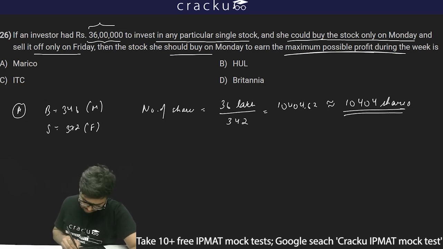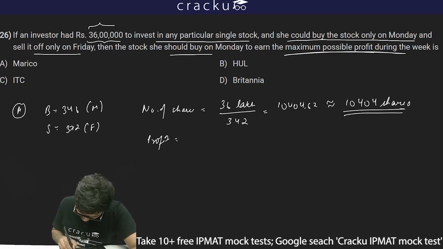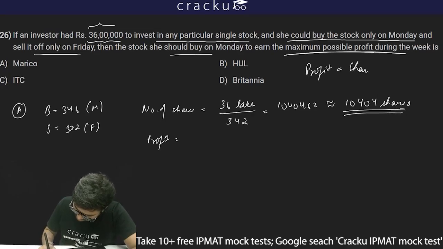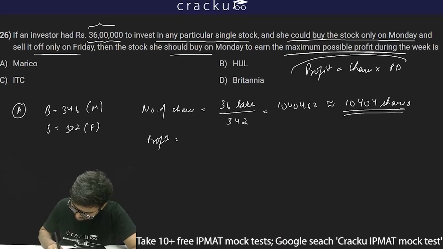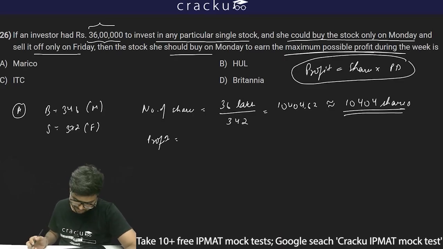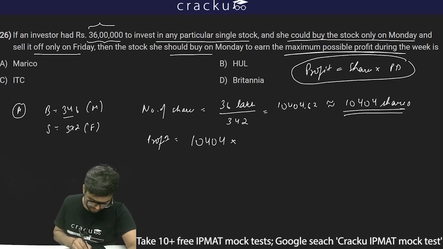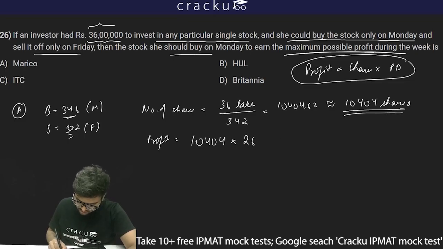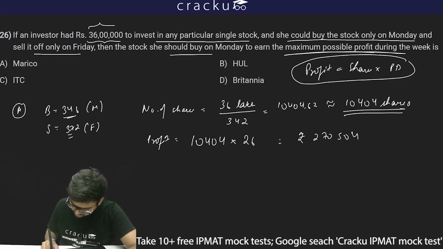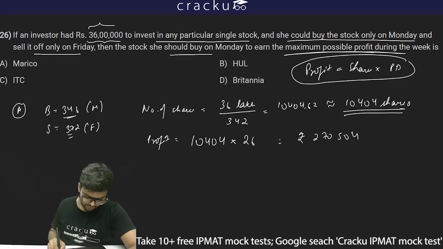Now her profit will be what? Profit will be number of shares multiplied by the price difference. So number of shares is 10,404 and price difference is, first buying was 346 and selling was 372, so price difference will be 26 rupees. So 10,404 into 26 will be roughly rupees 270,504. So for Marico, the profit is 270,504.